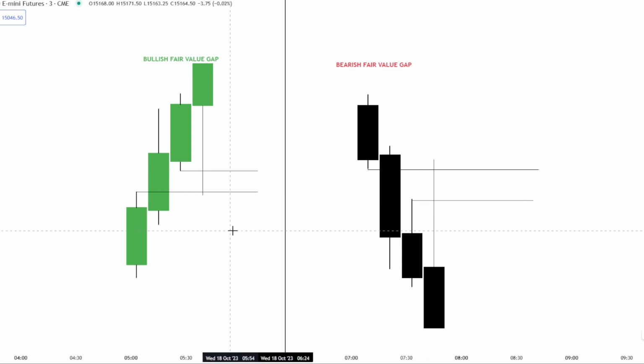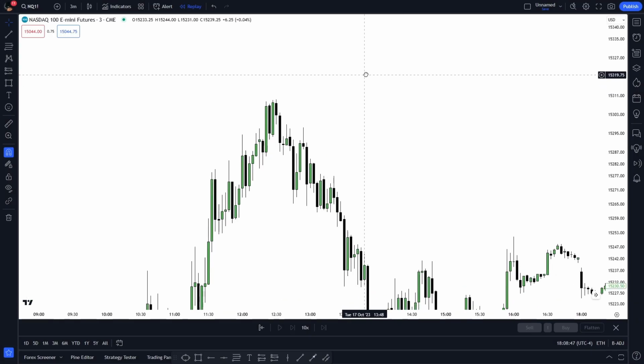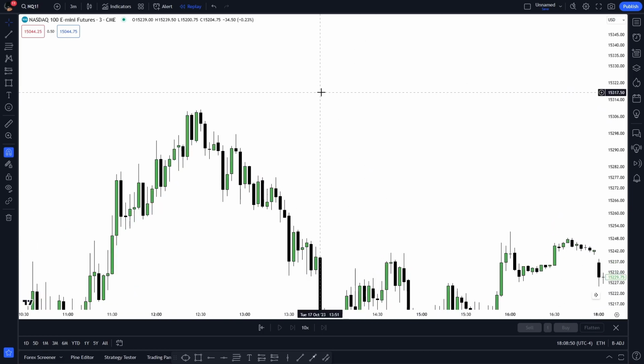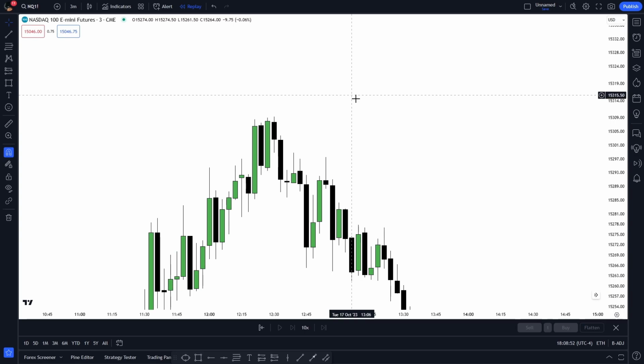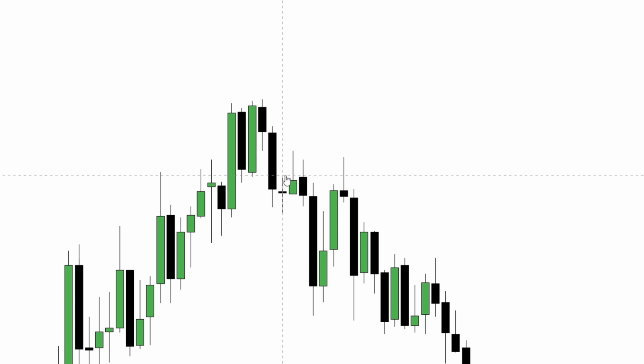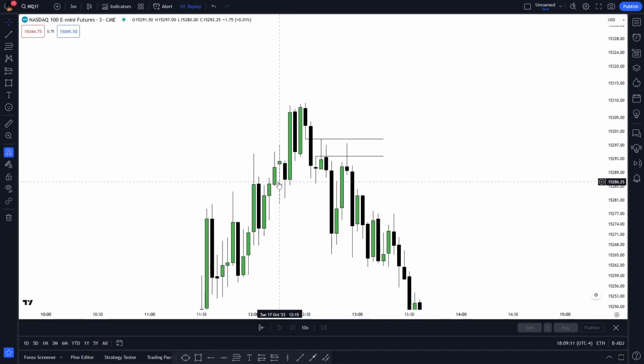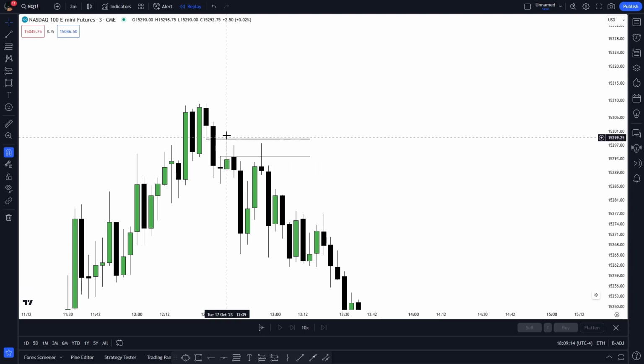So now let's look at a few examples of an actual chart and not stuff that I drew. Okay, here we are. As you can see, we have a perfect example of a bearish fair value gap, because the highest point of this candle and the lowest point of this candle are not overlapping. I can draw a line from the lowest point here and the highest point here, and there's an inefficiency. And what did price do? It came up, filled the inefficiency, and then came back down.